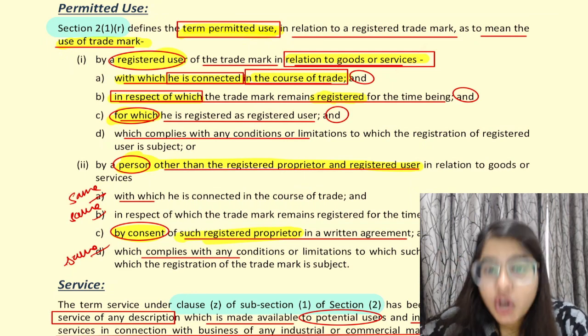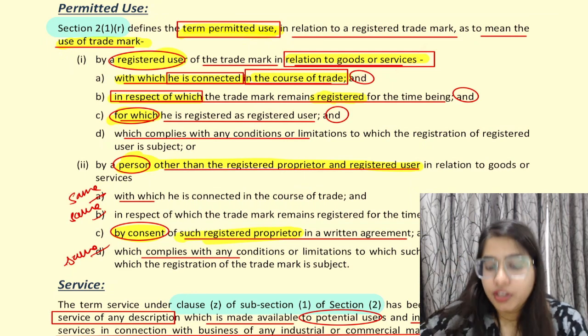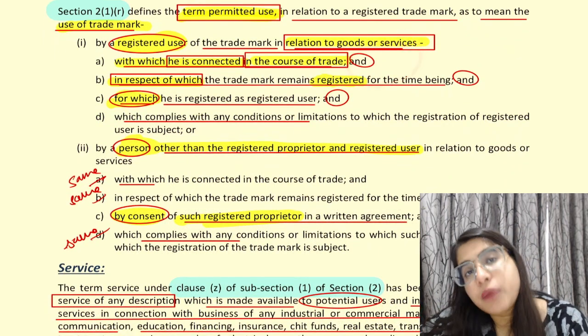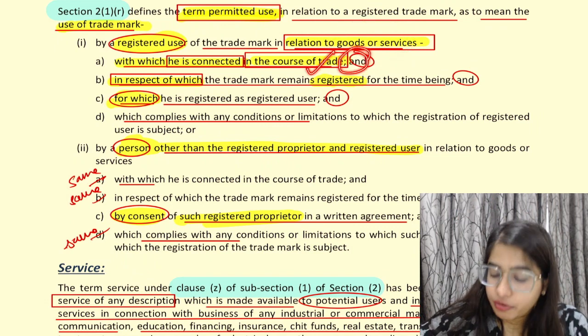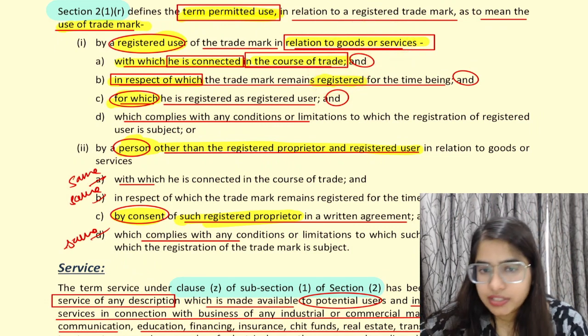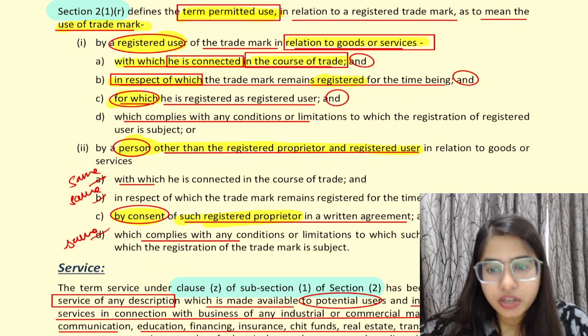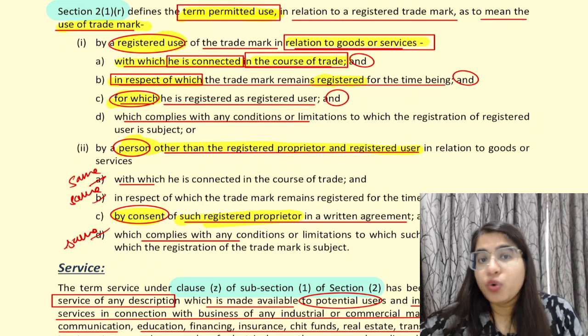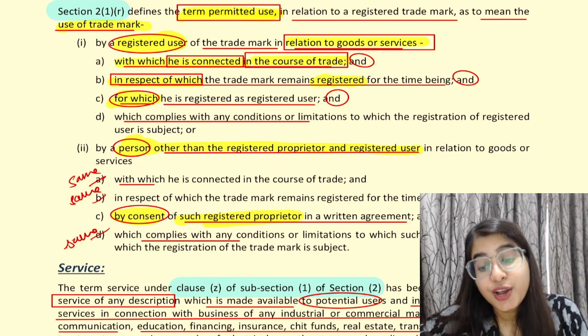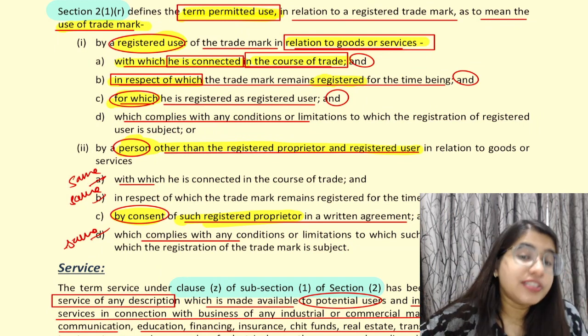Please understand that you can use a trademark in relation to those goods and services which are connected to your trade, and number one, it should be connected to your business. You can use that trademark only in respect of those goods and services which are connected to your business and for which registration has been taken. So if you have taken registration of the brand name Maggie only for noodles, you can use the brand name Maggie only for selling noodles.